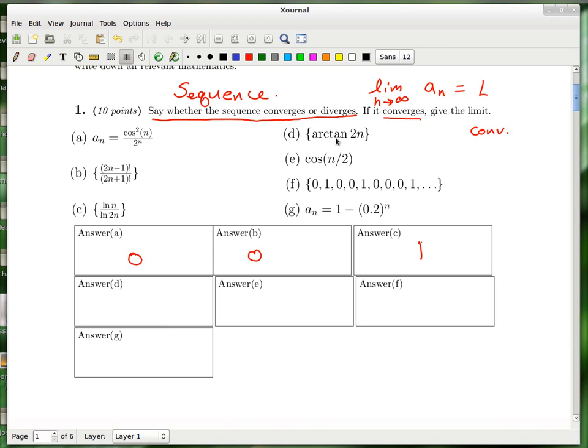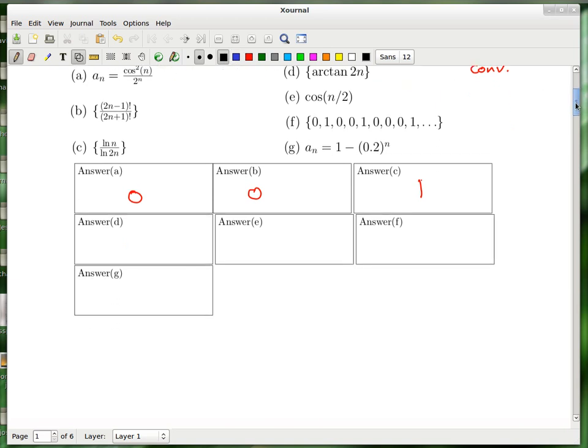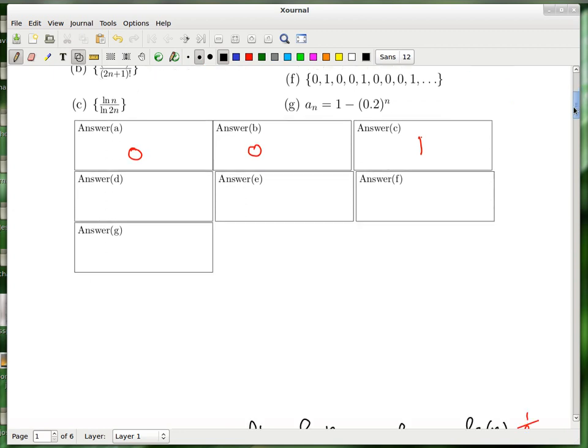Alright, so oh my god, it's arctangent. So what is this one? I'm kind of freaking out. Well, if you just remember what the graph of arctangent looks like, it's really not so bad.